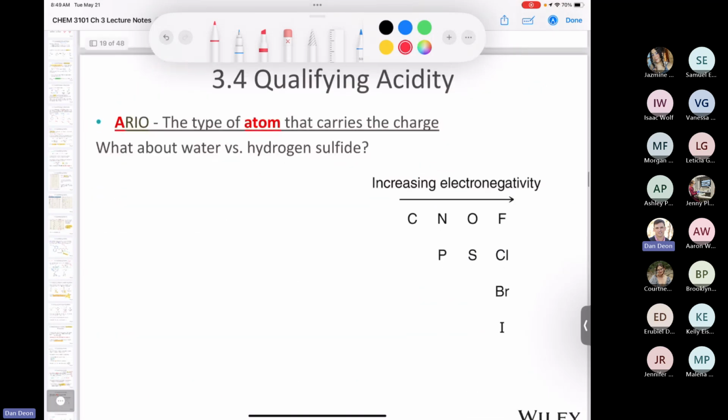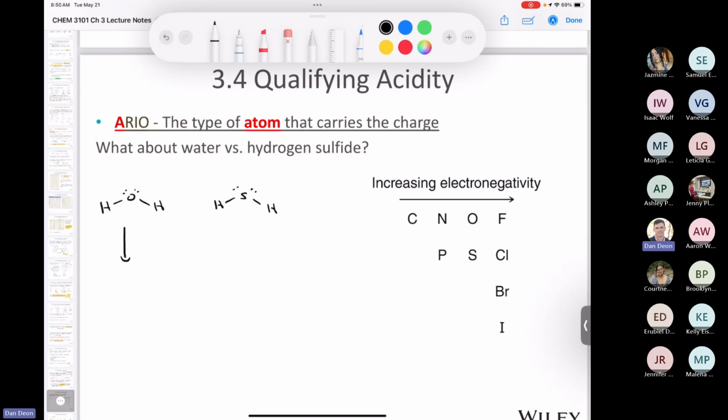And we see that right here. So now, if we were to compare water versus hydrogen sulfide, so if we compare water, which is H2O, versus H2S, and we want to know which one is a stronger acid, what do we look at? We look at their conjugate bases. That's what this whole section is about.